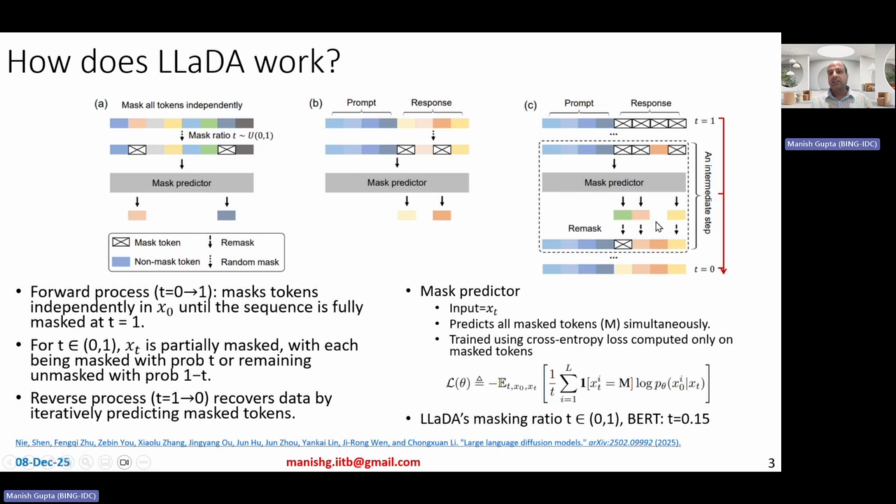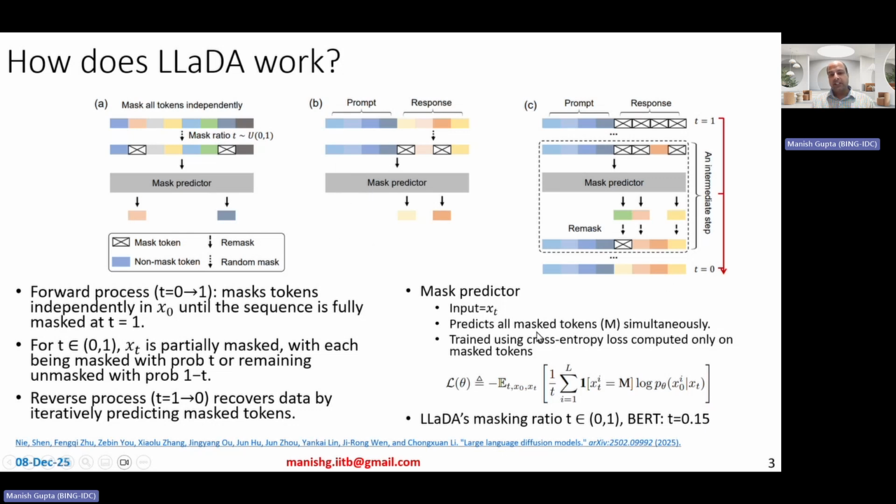Now, over several iterations, you're going to unmask them one by one, using this mask predictor, which is a transformer model, as I was talking about. You're not going to unmask everything in one iteration. You're going to unmask a few tokens every iteration, and after several iterations, you would have unmasked the entire sequence, and that's going to be a generated output. Now, a little bit about this mask predictor.